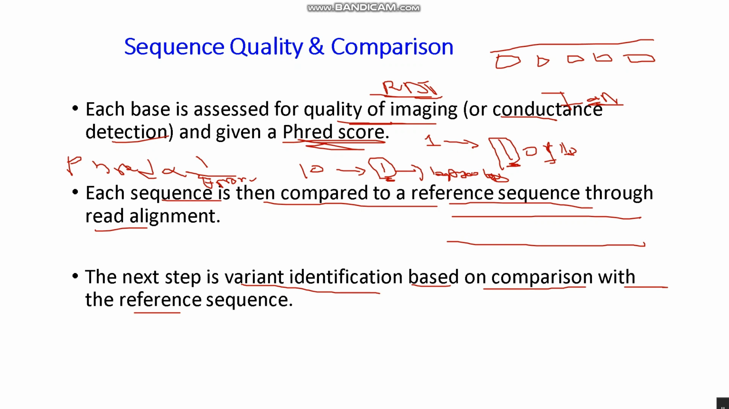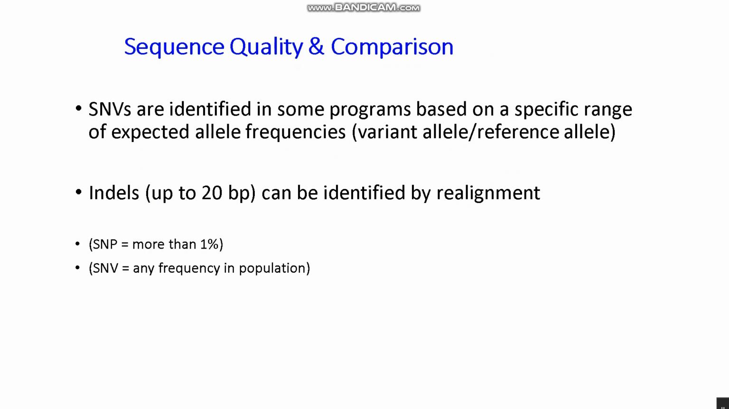Okay, at the end we check whether there is any mutation or not. If there is no alignment there, it means there is a mutation. That is also checked by bioinformatics tools that we talk about in the data analysis.